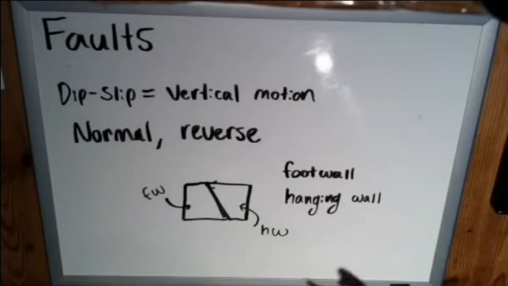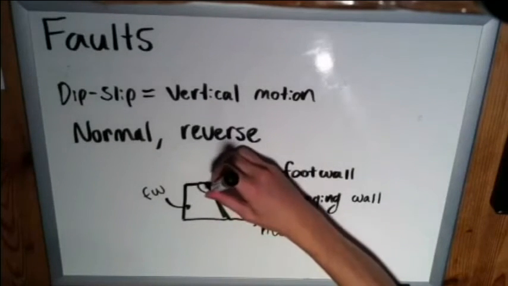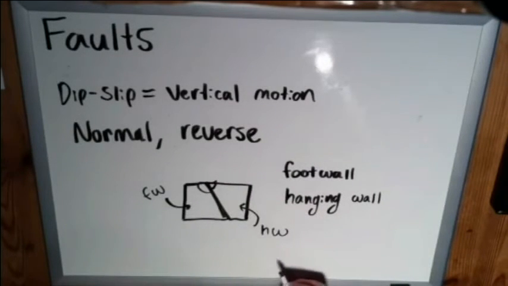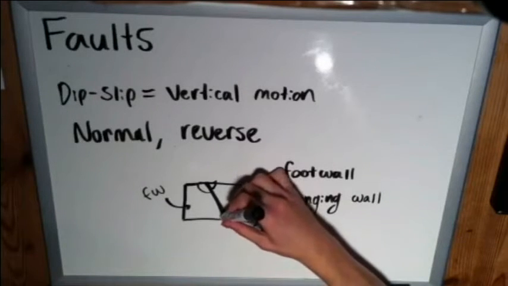Or if you want to imagine it in terms of angles, the footwall will always have the larger angle at the top, an obtuse one. The hanging wall will have the acute one at the top. Meanwhile, the hanging will be obtuse at the bottom, and the footwall will be acute at the bottom.